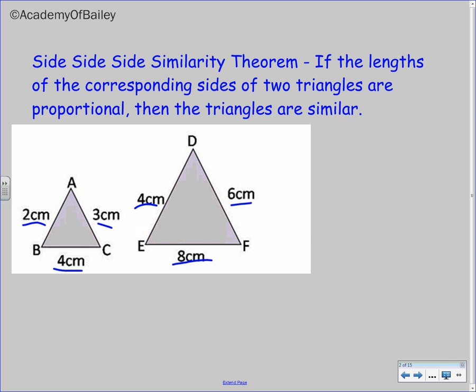And let's look at this example we have up here. Look at the left side. We have 2 over 4. The left side of the triangle, we have 2 over 4. Or, remember, it could be 4 over 2. However you want to say it.